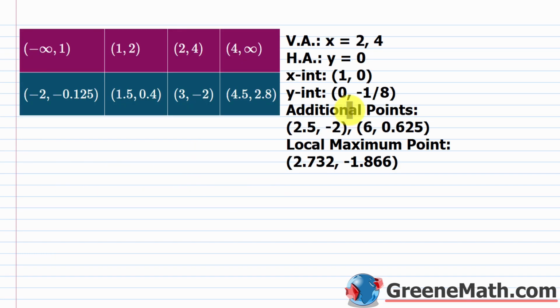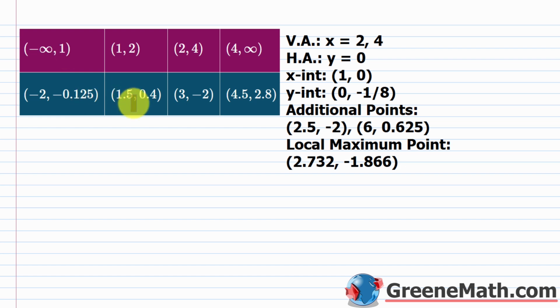And then coming back, I have some additional points. I'll talk about those in a moment. So we split the number line up into intervals, again, using the vertical asymptotes and then the x-intercept. So you can have anything less than 1, you're going to have between 1 and 2, then between 2 and 4, and then anything greater than 4. So just pick an x value that's in the interval and plug it in and get the y value.